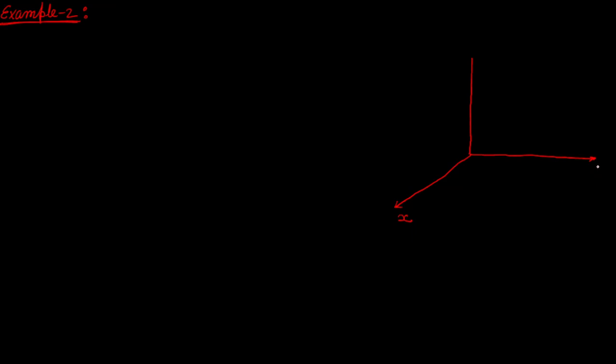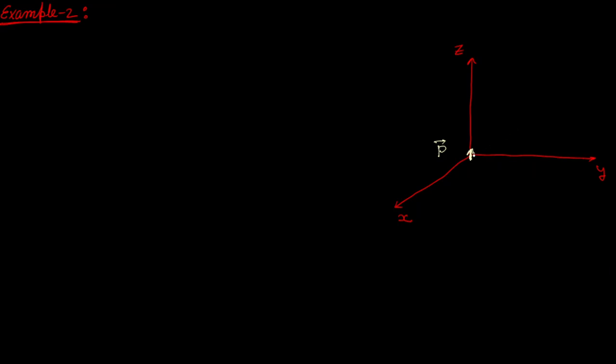Let's say this is the x-axis, this is the y-axis, and this is the z-axis, and we have a point dipole at the origin. The center is at the origin, and in this case the dipole is oriented along the z direction. Now we want to write the electric field lines associated with the field of this dipole, as the equation of the electric field line in the spherical polar coordinate system.